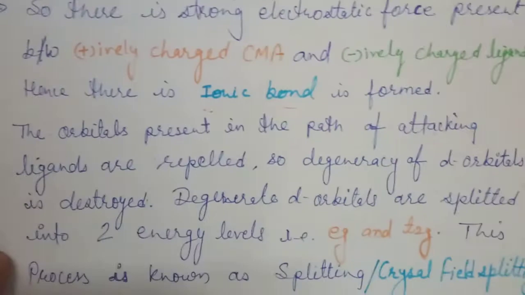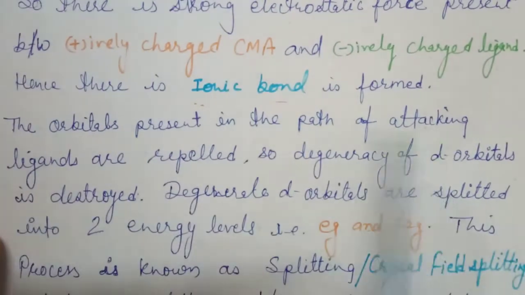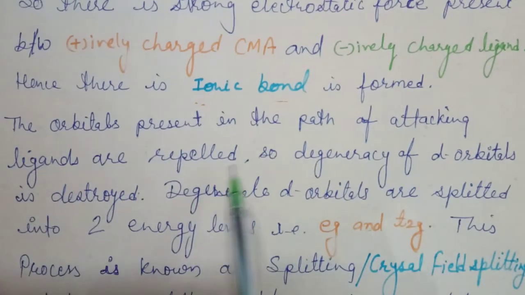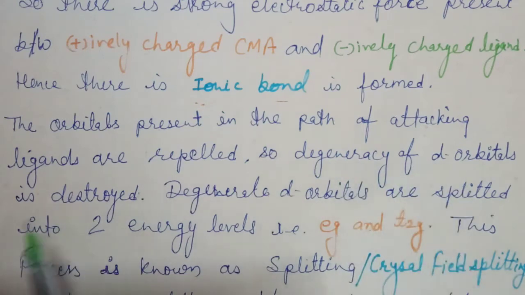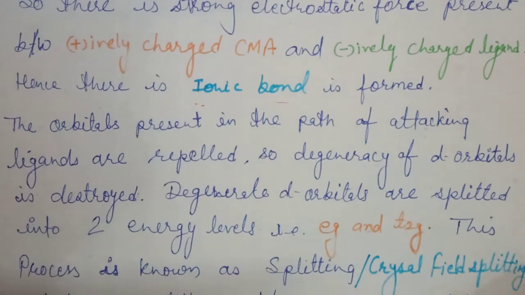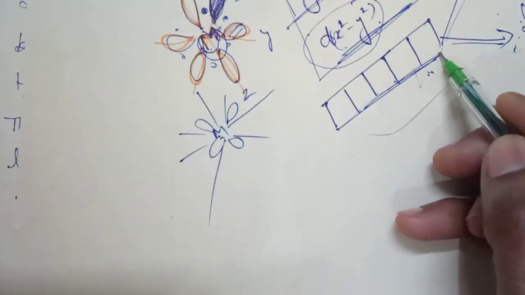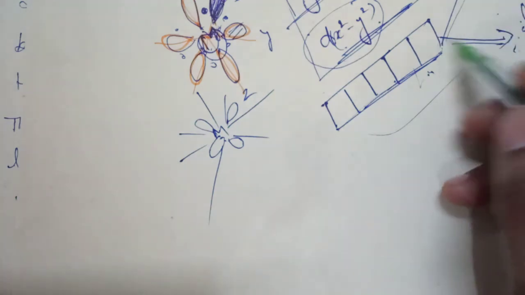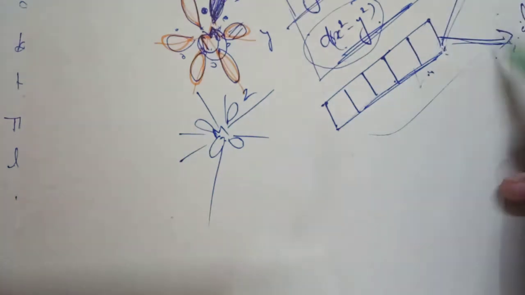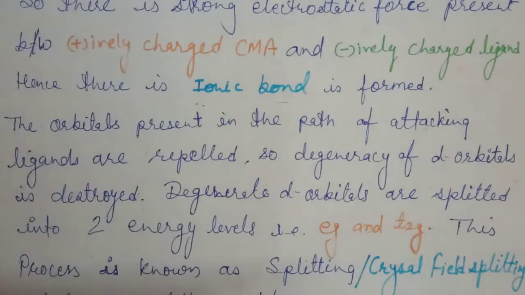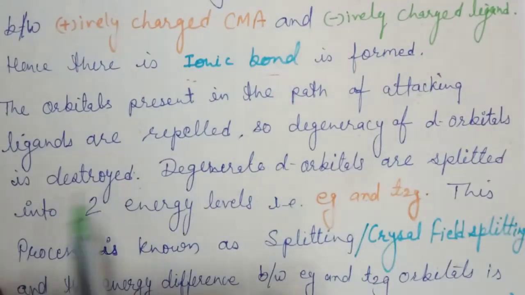Okay, see, the orbitals present in the path of the attacking ligands are repelled. So degeneracy of d orbitals is destroyed. Degeneracy means the energy of these 5 orbitals is same. This is the degeneracy, and this is split into 2 energy levels. One is lower and the second one is higher. Okay, so the degeneracy is destroyed.